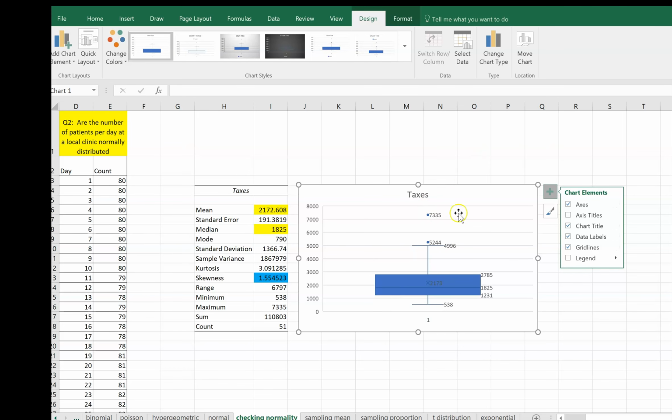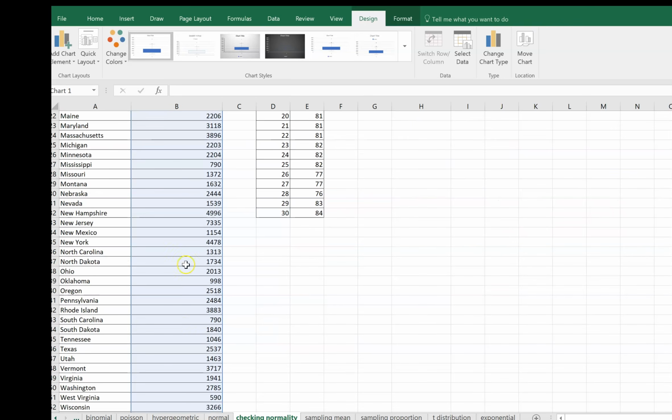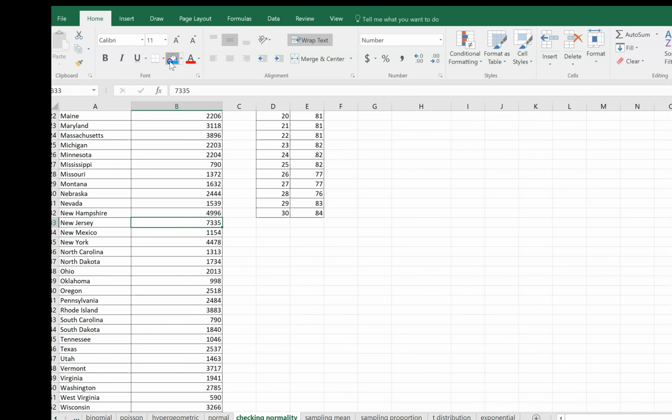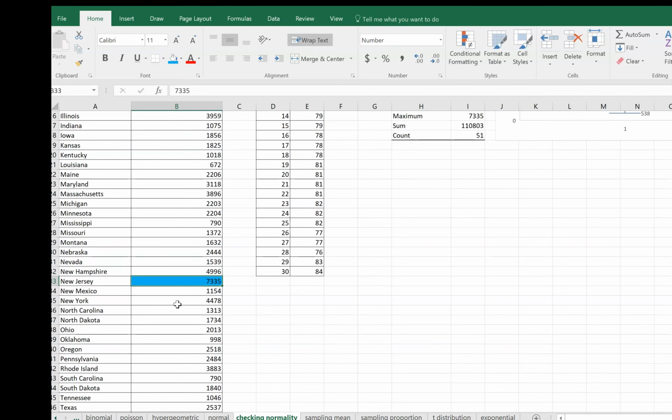Now, could I look at these two outlier states, maybe cut out the outlier states and then redo the algebra? I could. I could redo the analysis without the outliers and see what effect it has. I could say everybody but these two states were outliers. There are potentially two outliers here, 5244 and 7335. These two states seem to have more taxes than the rest of them.